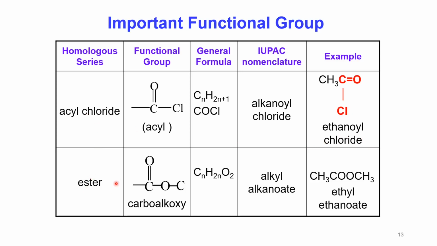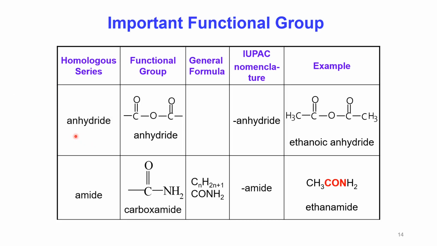And the next one is ester. This is the structure of the functional group for ester, C double bond O, OC. The name of the functional group is carboalkoxy. The general formula is CnH2nO2, and the IUPAC nomenclature is alkyl alkanoate. The nomenclature for ester ends with O-A-T-E. For example, CH3COOCH3, and the name of the ester is ethyl ethanoate.